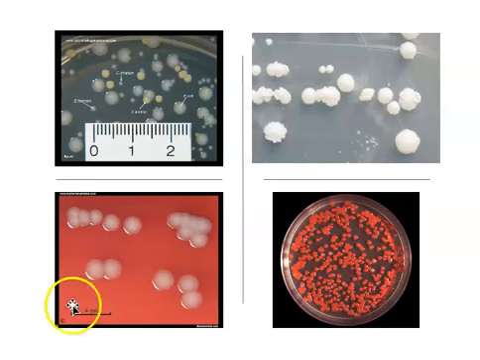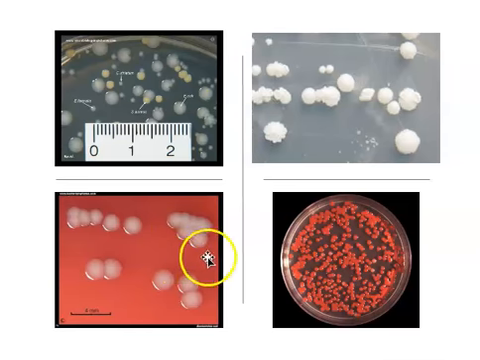Down here on the lower left, I can see some colonies growing. They're all approximately the same size, the same color, the same margin, and so on. This is probably one species of bacteria. In fact, it is one species of bacteria. This happens to be E. coli. I show you this picture for a couple of reasons.